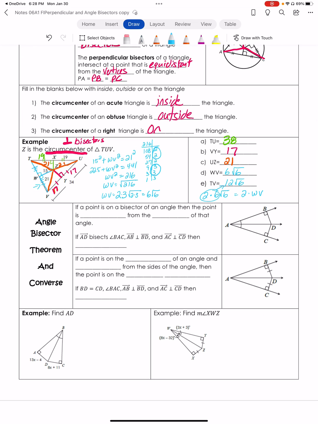All right, next thing, angle bisector theorem. If a point is on a bisector of an angle, then the point is equidistant. We like that word with this unit.